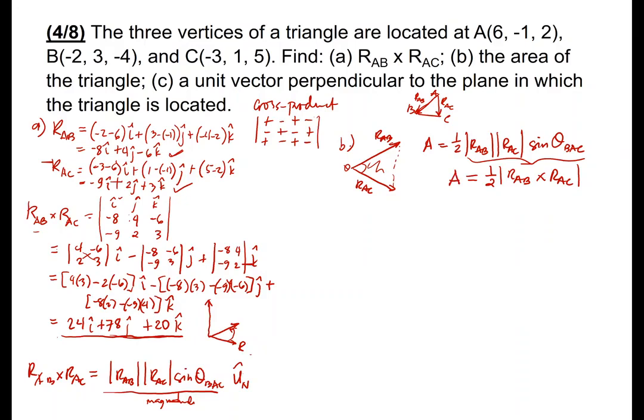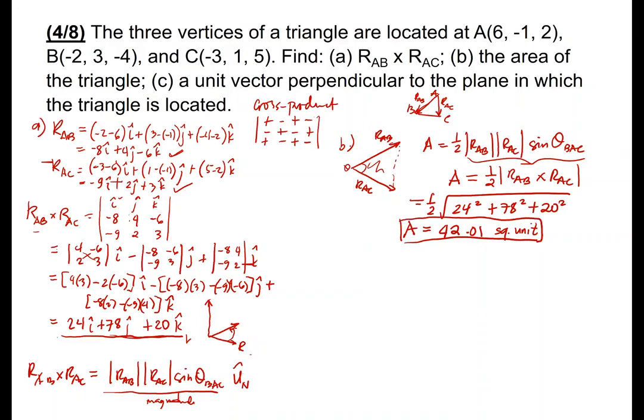So let us try to solve. This is equal to 1/2 times the square root of the magnitudes here: 24 squared plus 78 squared plus 20 squared. If you solve this, the answer is 42.01, and the unit is square units. Very simple for your area. Now take note of the 1/2. So the cross product is very important to get the area also. Just get the magnitude, that's it, you can get the area.